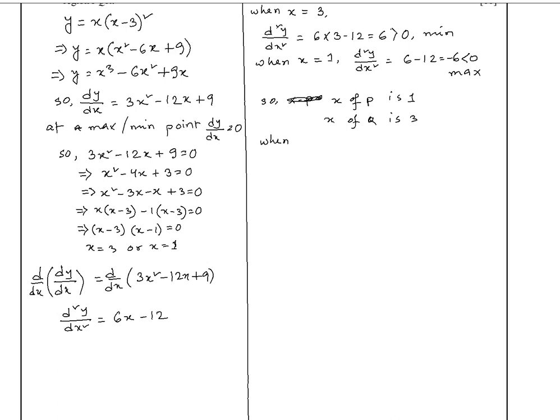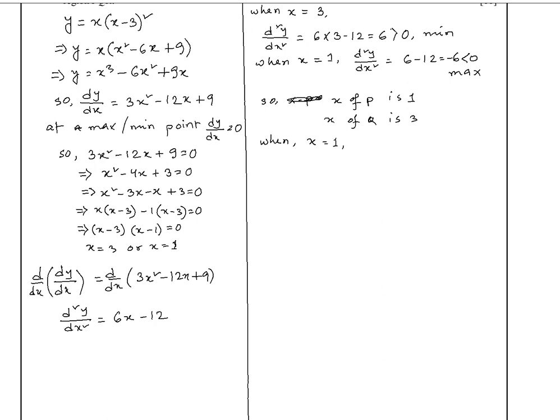The y coordinate of R will be the y coordinate of P. So at x equals 3, no, we cannot find it that way. We need to use the x coordinate of P to get the y coordinate of P, because the y coordinate of P will be the y coordinate of R as well.